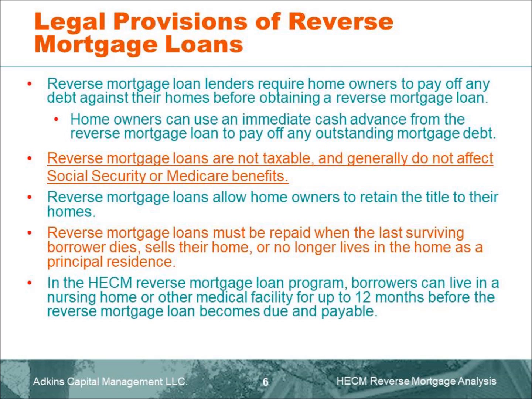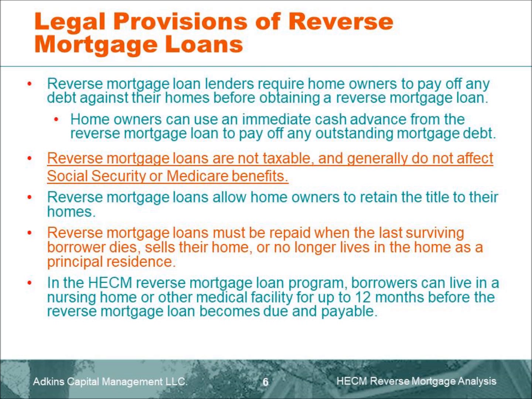The legal provisions of reverse mortgage loans are comprehensive. First, reverse mortgage loan lenders require homeowners to pay off any debt against their homes before obtaining a reverse mortgage loan. Second, reverse mortgage loans are not taxable and generally do not affect Social Security or Medicare benefits.